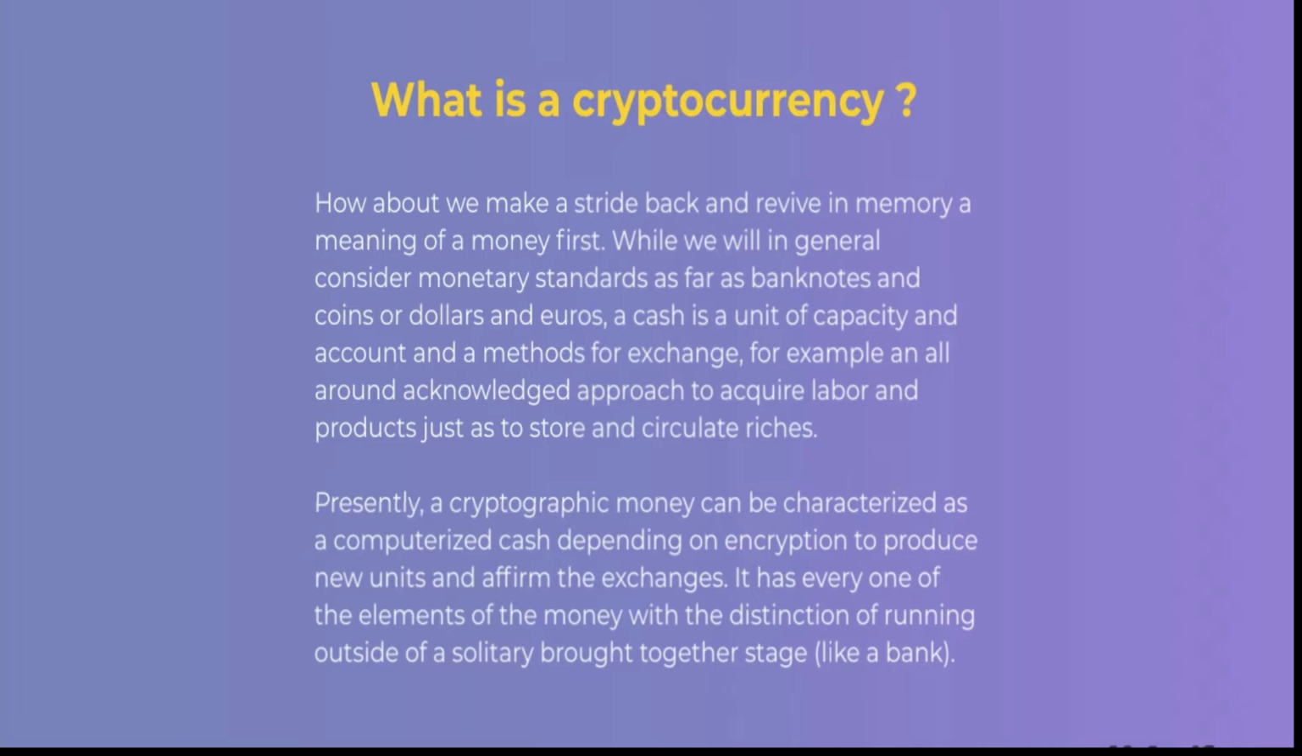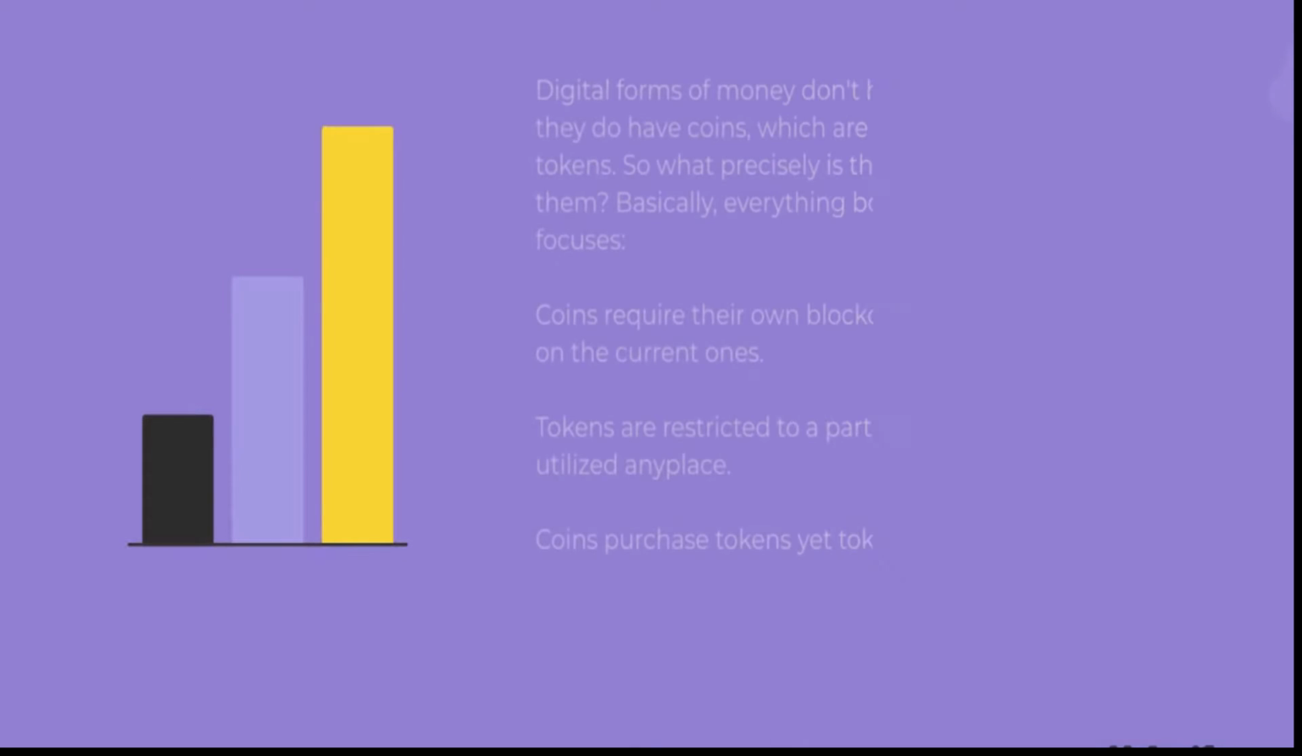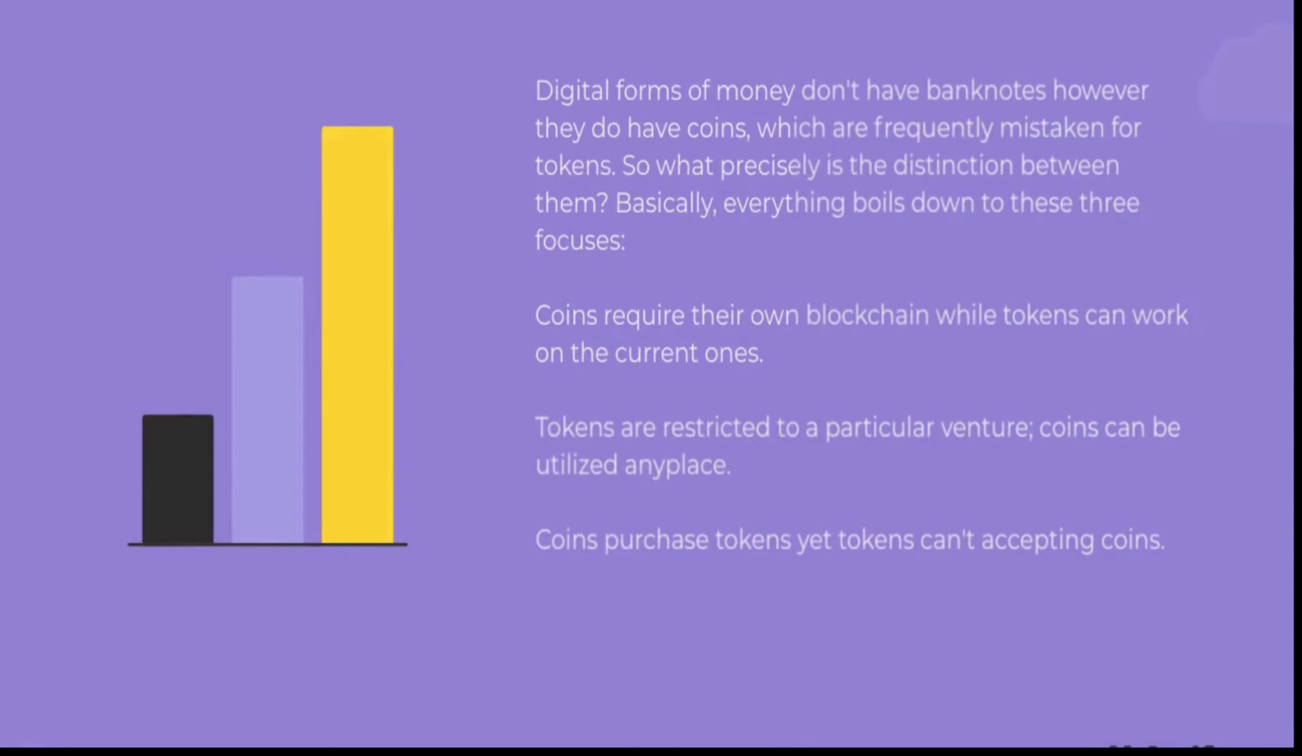Now, a cryptocurrency can be defined as a digital currency relying on encryption to produce new units and confirm the transactions. It has all of the functions of money with the difference of running outside of a single centralized platform, like a bank. Digital currencies don't have banknotes, but they do have coins, which are frequently mistaken for tokens. So what precisely is the difference between them?